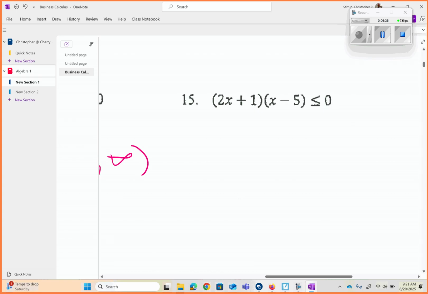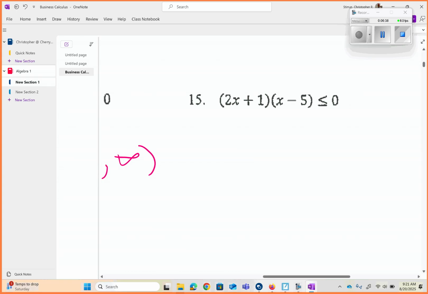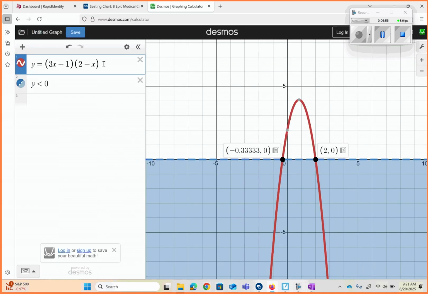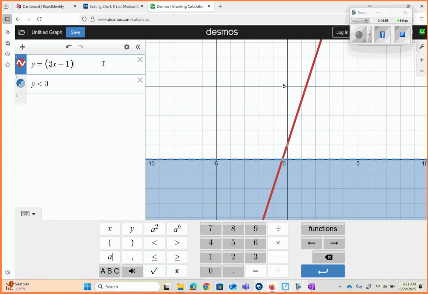And then we have this one. Okay, so the difference between 15 and 14 is my inequality sign is less than here. It's less than or equal to here. So you're actually going to use that on Desmos, and it'll work nicely for you. So I'm just going to go change this.